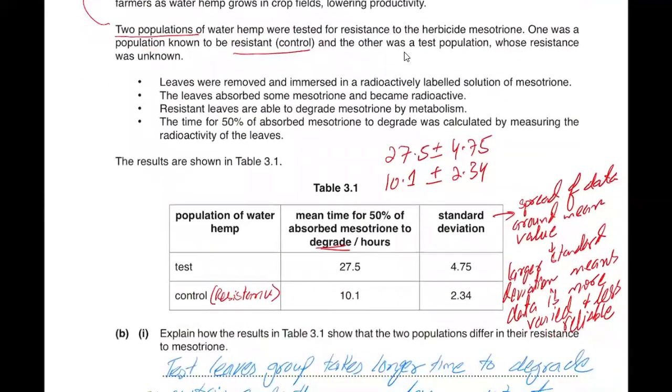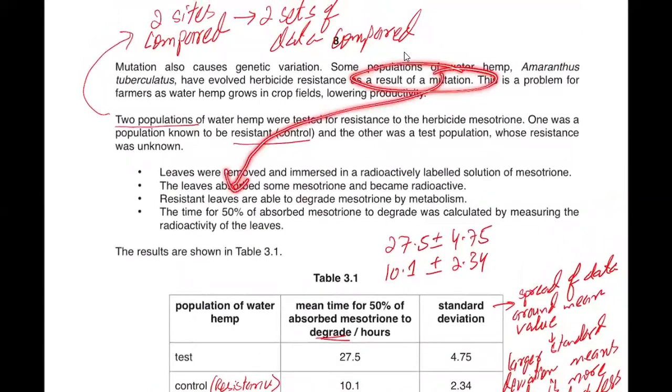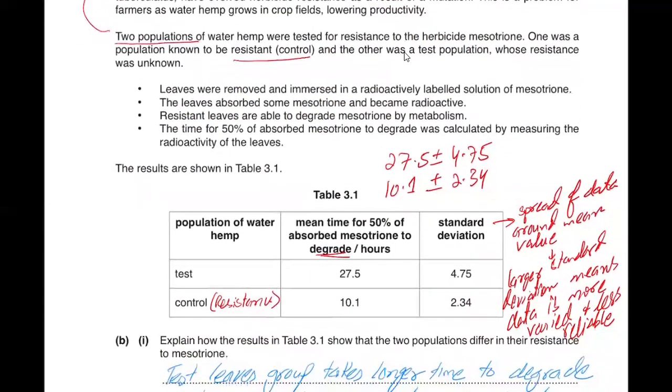The further 3 bullets give you the details of this experiment. Leaves were removed and immersed in a radioactively labelled solution of mesotrione, which means mesotrione is absorbed and taken up, and the leaves become radioactive. Resistant leaves are then able to degrade mesotrione by metabolism. Why would they be able to degrade it? Because the mutation would have given a new allele, which caused the resistant leaf to degrade mesotrione, probably through some kind of enzyme that deactivates it. The time for 50% of the absorbed mesotrione to degrade was calculated by measuring the radioactivity of the leaves.